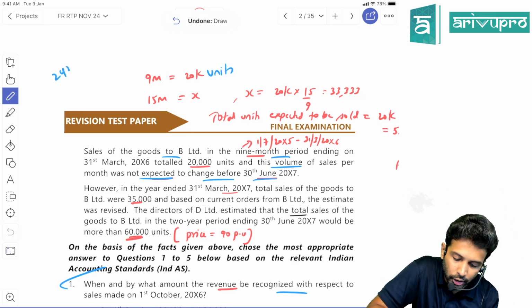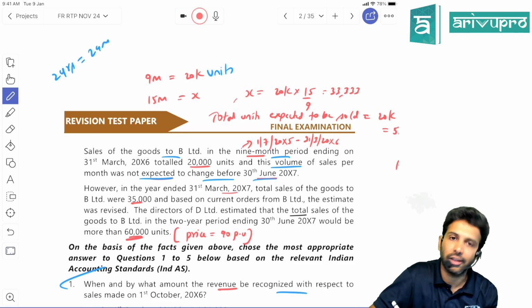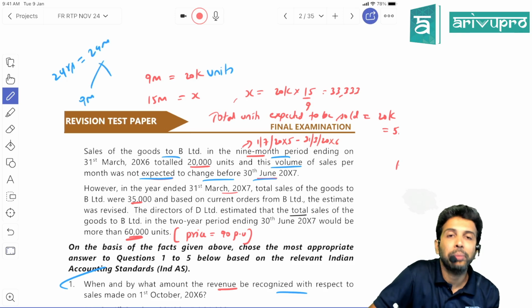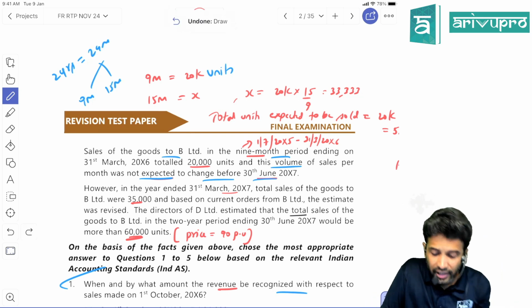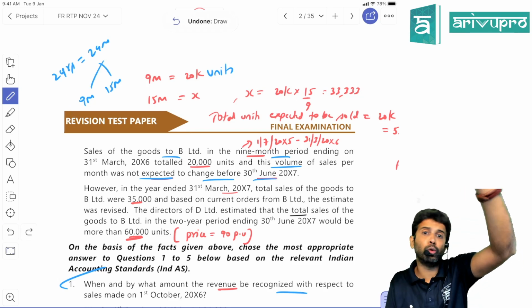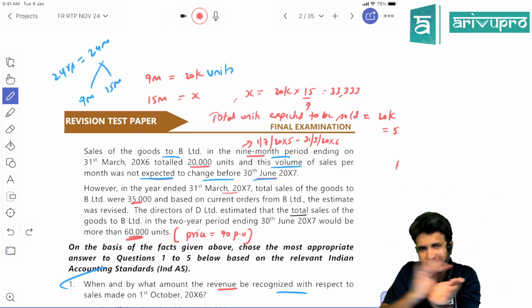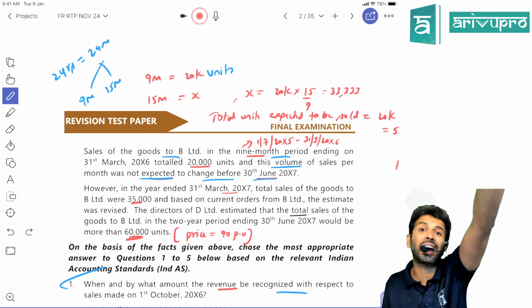Sir, you made a contract for 2 years. 2 years as in 24 months, right? In that, how many months has passed? 9 months is already over. That means the remaining months is 24 minus 9, which is 15. They are saying in what proportion and in what ratio you made the sales in the first 9 months, the same trend will be followed for the other months also.